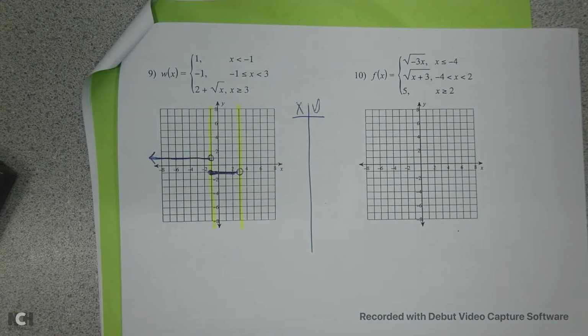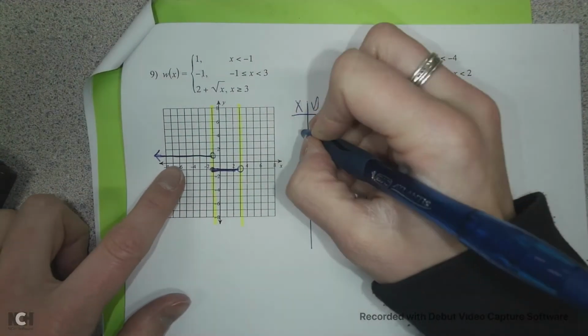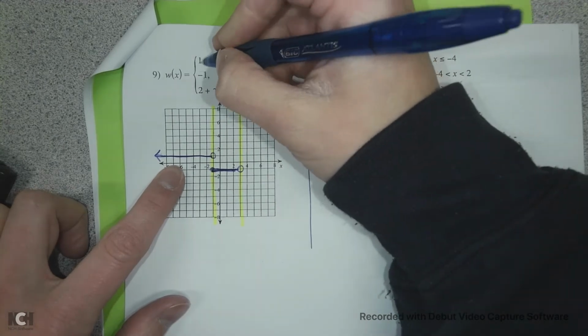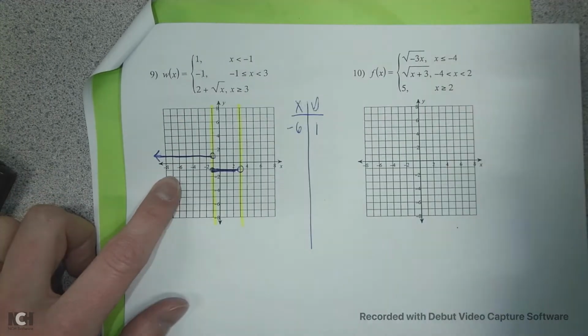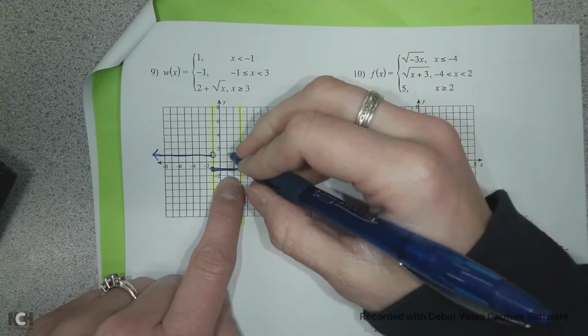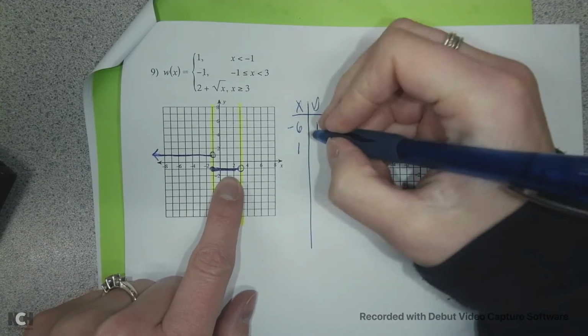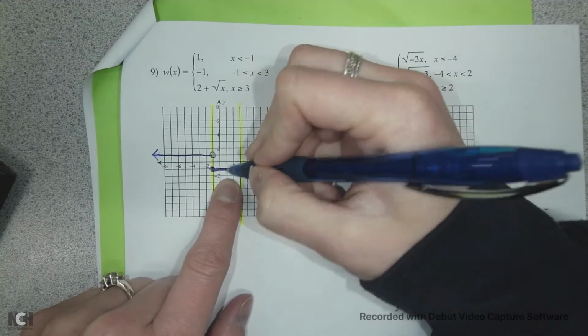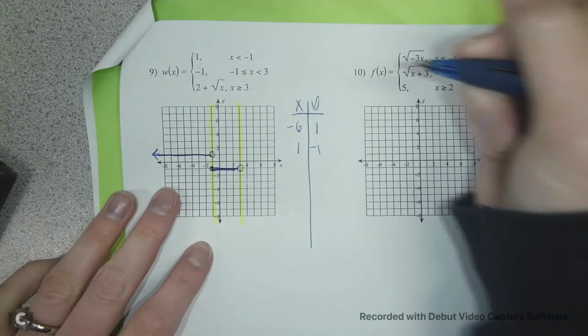Okay. And again, if you're not sure, just pick a number. So if I have -6, my y value is going to be 1. So -6, 1. Oh, it totally worked. And then the same thing here. Well, if I pick a number in between, like 1, then this has to be -1. Oh, do I have 1, -1? Yeah, I do. Okay, so I graphed it correctly.